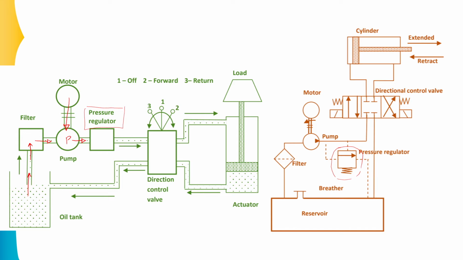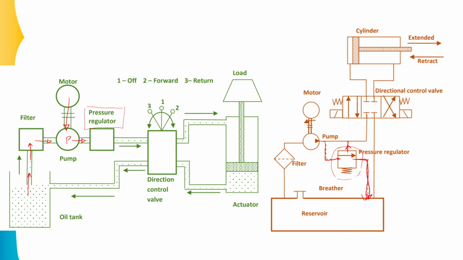So, what will happen if the pressure of the system goes up? The pressure regulator will send some of the fluid towards the reservoir once again, so it will try to control the fluid pressure. If this kind of situation comes where the pressure goes up in the system, the pressure regulator will get activated and it will send some of the fluid back to the reservoir. Otherwise, it will keep sending this fluid to the system.